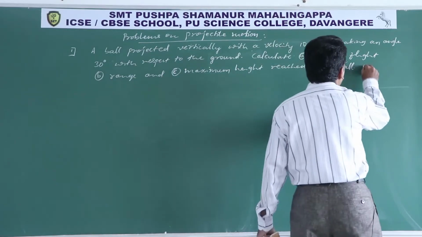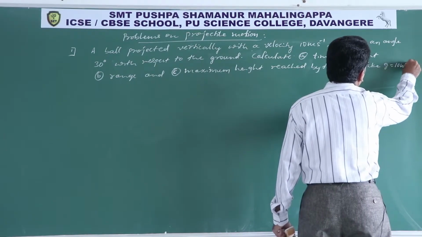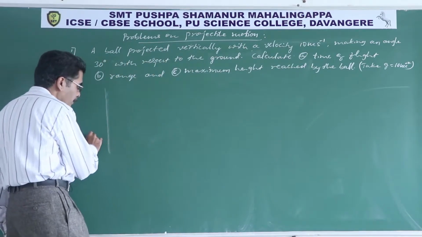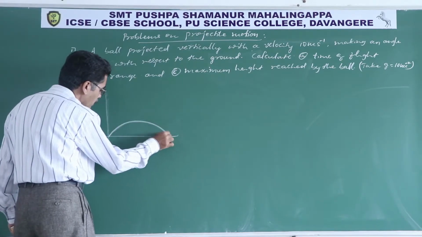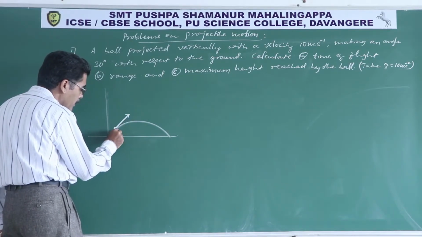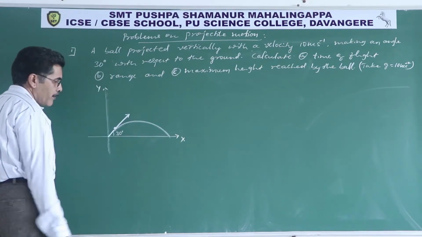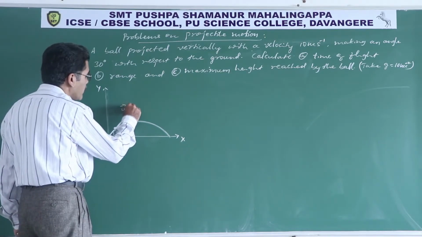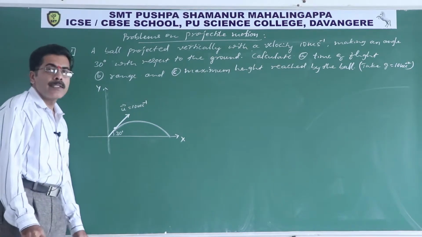Take g is equal to 10 meter per second square. They have projected the ball such that the ball makes an angle 30 degree with respect to the ground taken as horizontal, and the velocity given is 10 meter per second. You have to calculate what is time of flight.